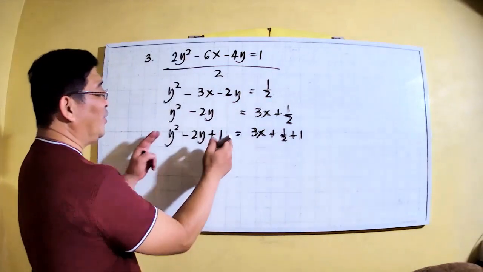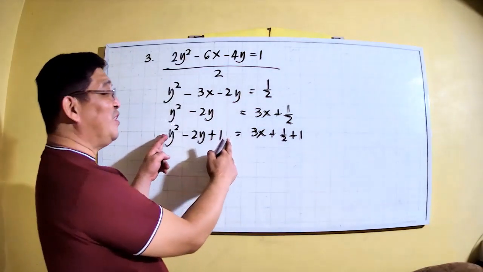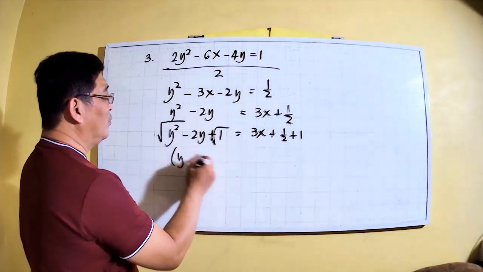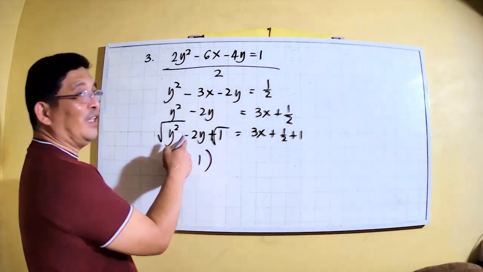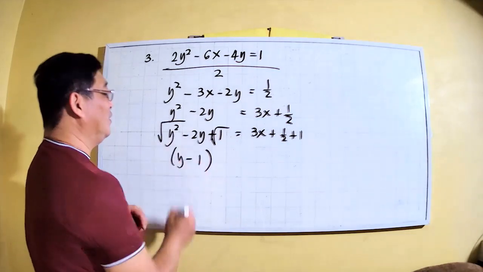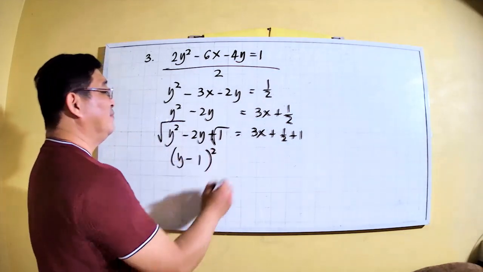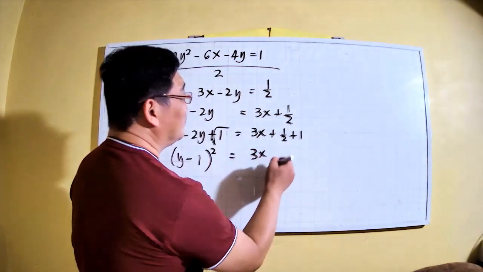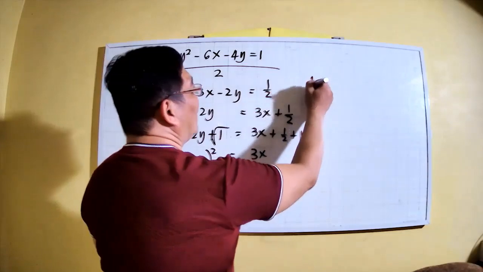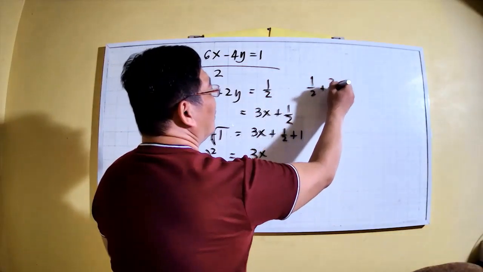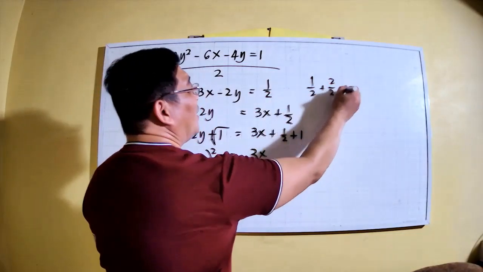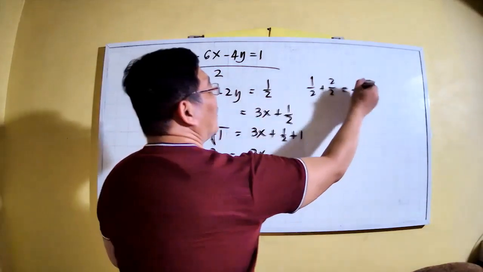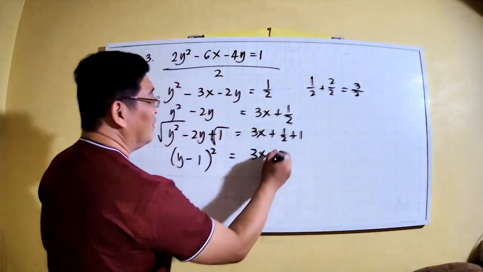And then simplify, kunin natin yung factor nito. Since this is a perfect square, i-square root natin yan. And then negative yung second term, yung sign, square it, 3x, 1/2 plus 1, same as 2 over 2 yung 1. Ito divide by, para magkamukha yung denominator. So 1/2 plus 2 over 2 is 3 halves.